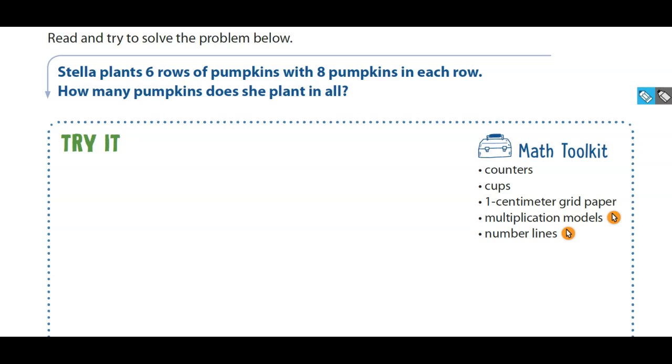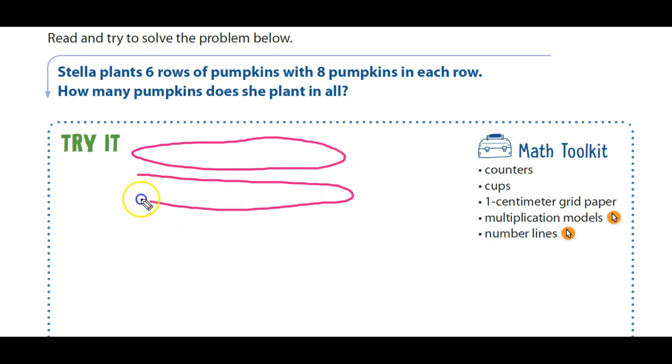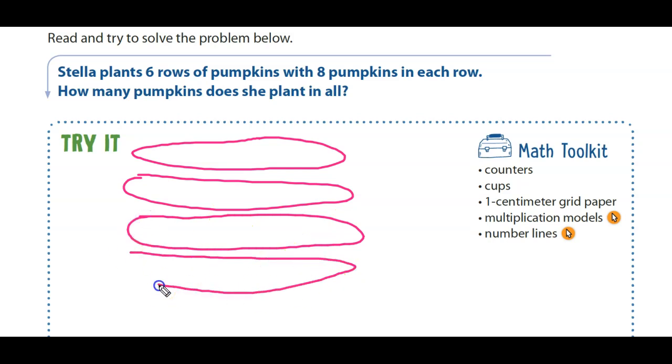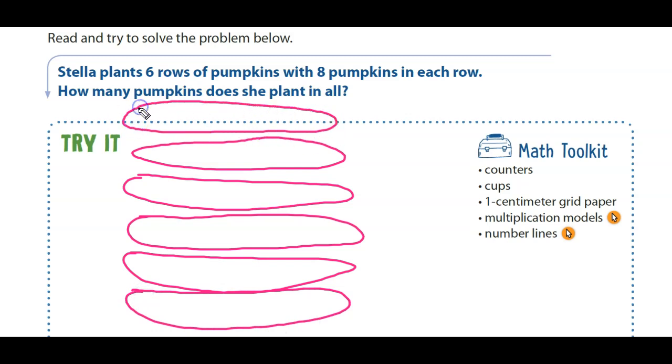Okay, so she does 6 rows, right? 1, 2, 3, 4, 5, 6. 6 rows, right? How many pumpkins in each row? 8.